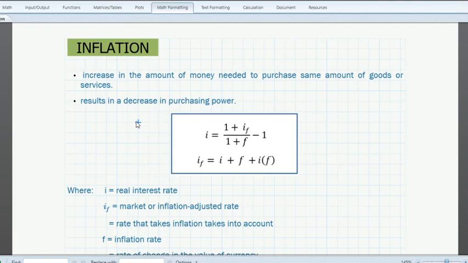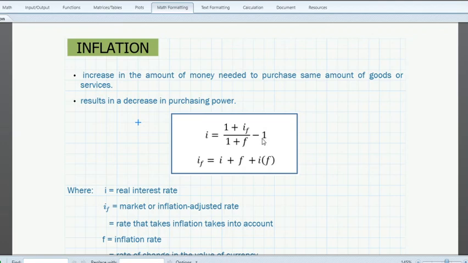Kay inflation, ano yung mga formulas na gagamitin natin? We have i. i still stands for the real interest rate, the interest we are using before in the previous topic. We have i equals 1 plus the inflation adjusted rate all over 1 plus the average inflation, minus 1. This is how you are going to solve for the interest.